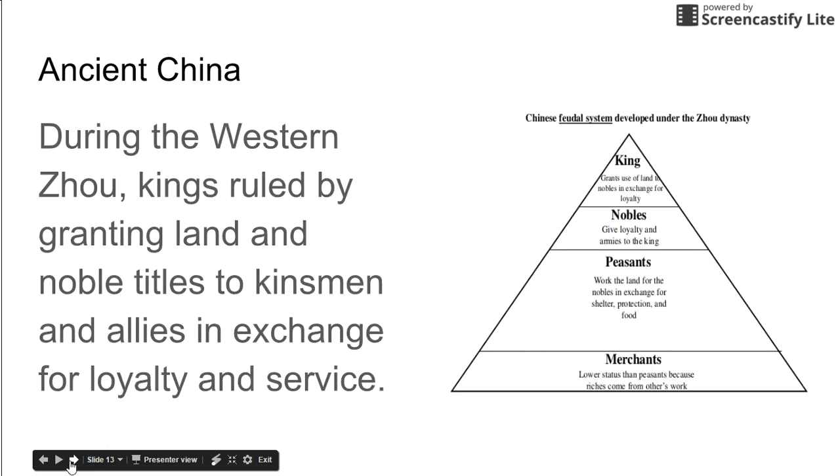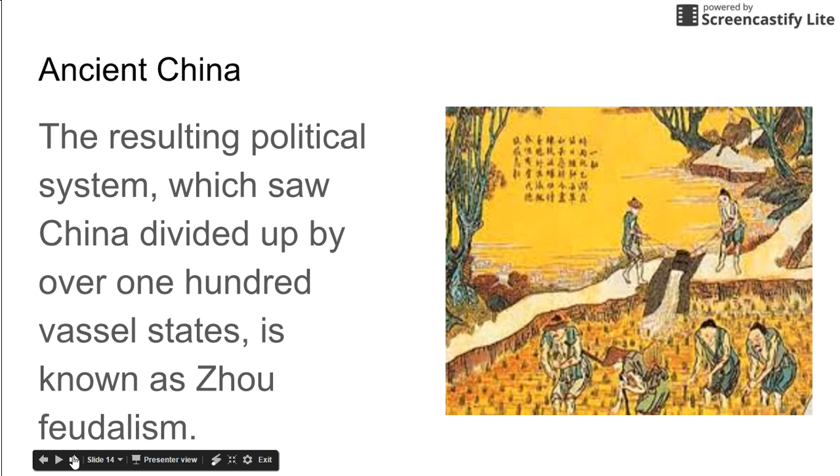During the Western Zhou, kings ruled by granting land and noble titles to kinsmen and allies in exchange for loyalty and service. The resulting political system, which saw China divided up by over 100 vassal states, is known as Zhou feudalism.